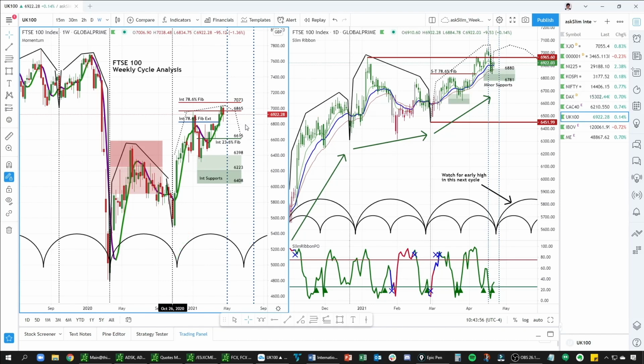Our weekly momentum is still positive, as you can see right here. So we do want to see that neutralize, really, meaning flatten out and then turn negative to give us some clues that we are in this corrective period. But right now we are still in an intermediate term rising phase.